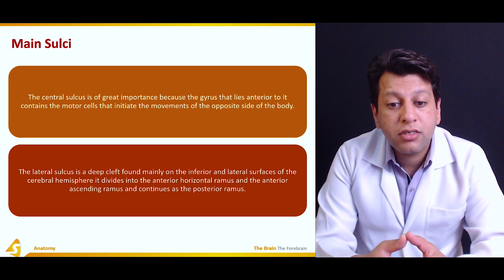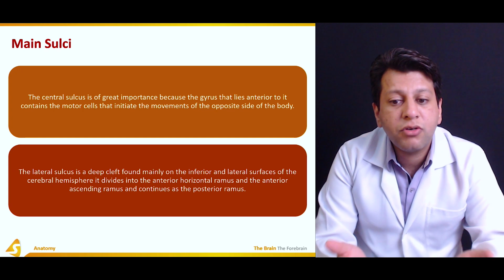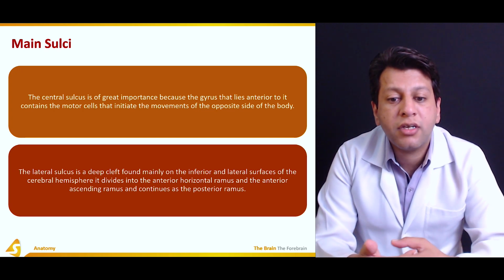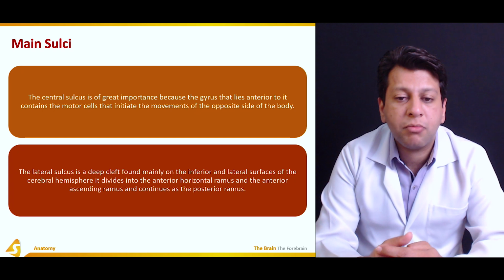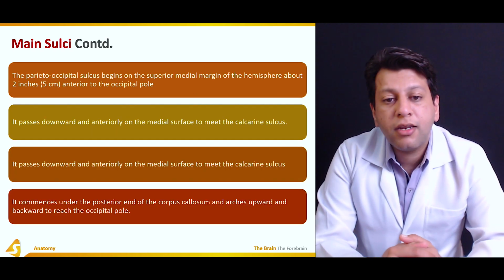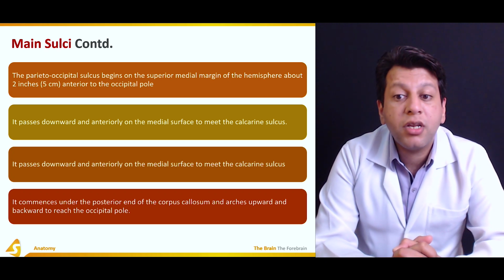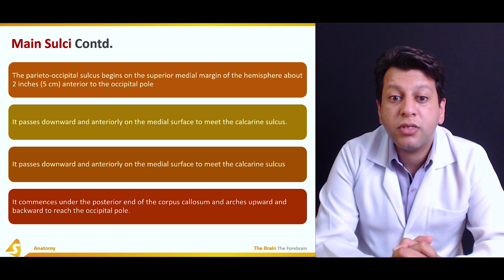The lateral sulcus is a deep cleft mainly on the inferior and lateral surfaces of the cerebral hemisphere. It divides into an anterior horizontal ramus and a descending ramus and continues as the posterior ramus. I will be discussing this in the diagram. Then others include the parieto-occipital sulcus, which begins on the superior medial margin of the hemisphere about 2 inches anterior to the occipital pole. It passes downward and anterior on the medial surface to meet the calcarine sulcus.